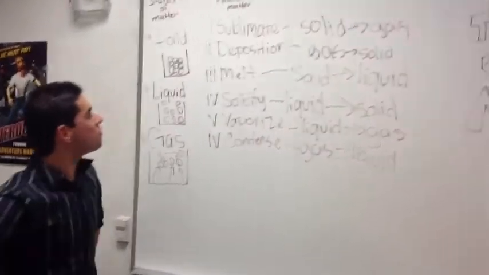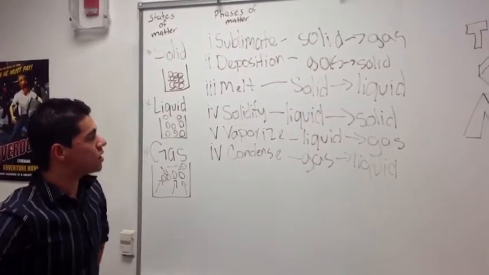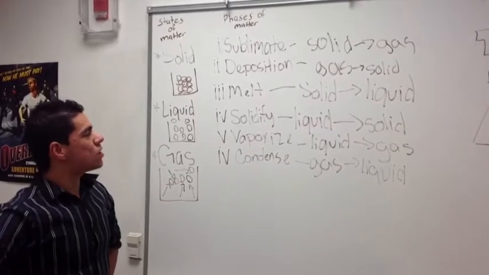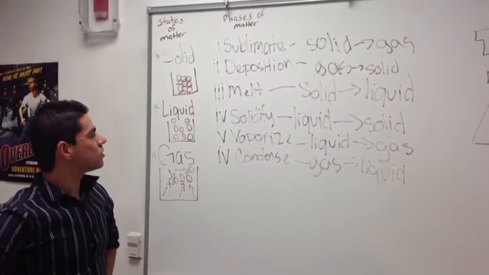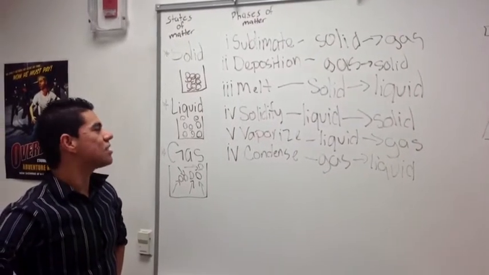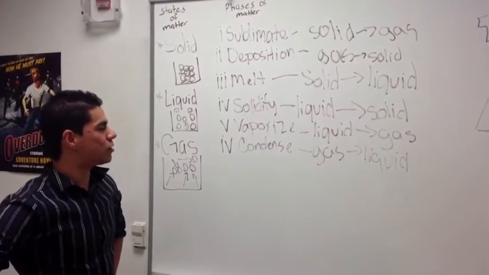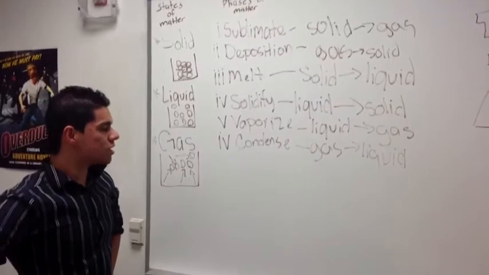Right here, sublimation turns solid into gas. Deposition turns gas to solid. Melt turns solid to liquid, just like ice. Solidified is liquid to solid. Vaporized is liquid to gas. Condense is gas to liquid.